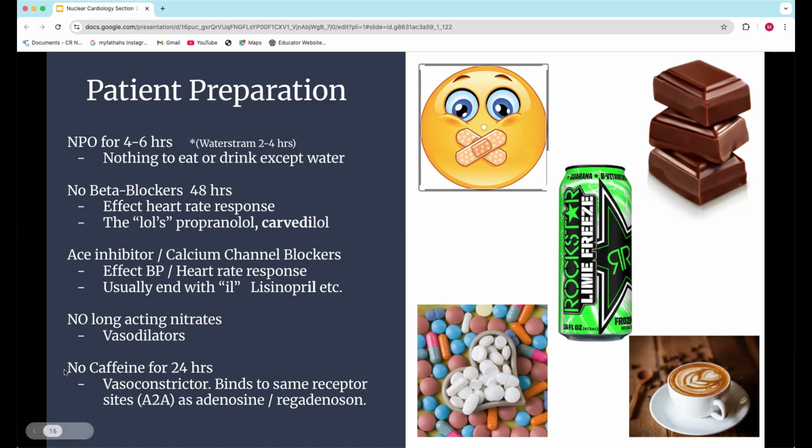And then the other one is caffeine for 24 hours. There are some protocols that say 12. I've seen both 12 and 24 hours on the caffeine. Caffeine binds to the same receptor site as many of the medications we use, the A2A receptors. It binds to adenosine. Adenosine, when we talk about the medications, adenosine, or an adenosine byproduct, is used in several of those medications that we use for stress. And so we don't want anything that's already bound to those A2A receptors, which is caffeine, being in there.